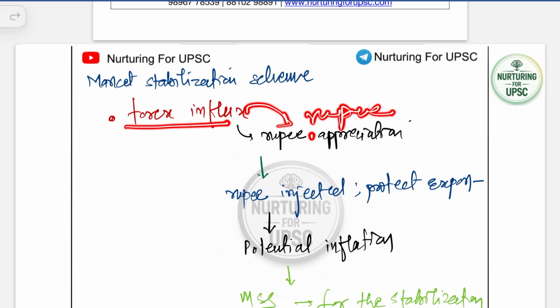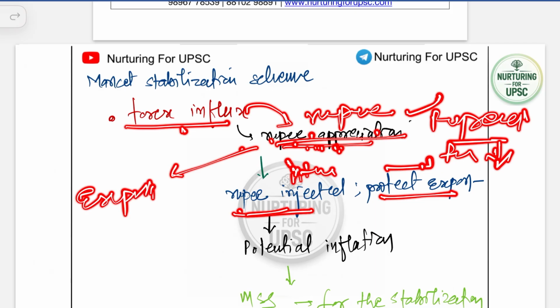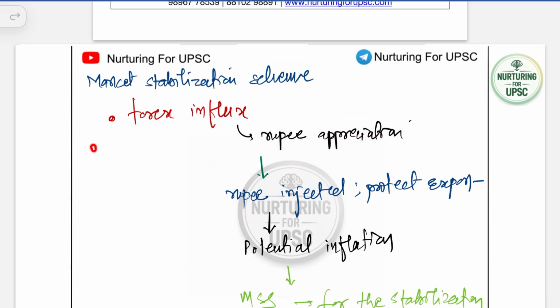Why? Because the demand for rupee would increase, and the demand for forex would decrease because the forex influx is large, and then the rupee would appreciate. To address this rupee appreciation, the government would inject rupee into the market so that exports are protected. What happens with the appreciation of rupee? Exports become costlier and imports become cheaper. So people may go for cheaper imports; to protect the domestic economy, rupee is injected.